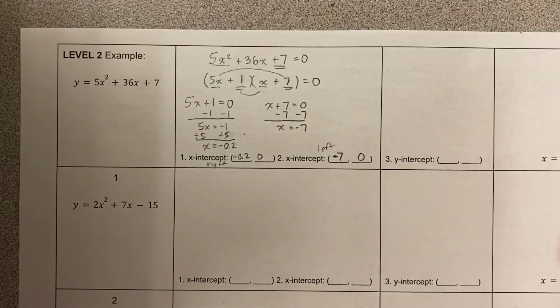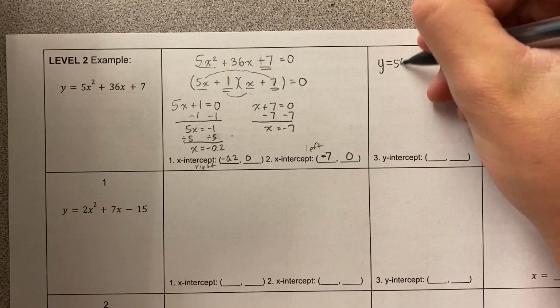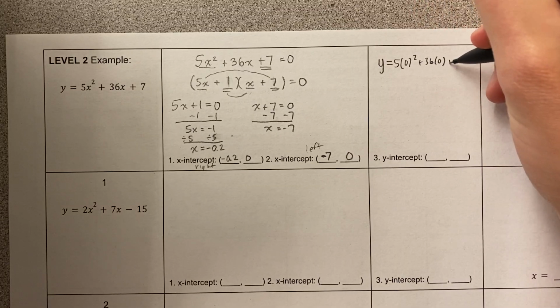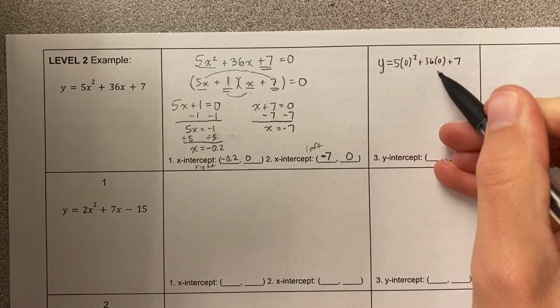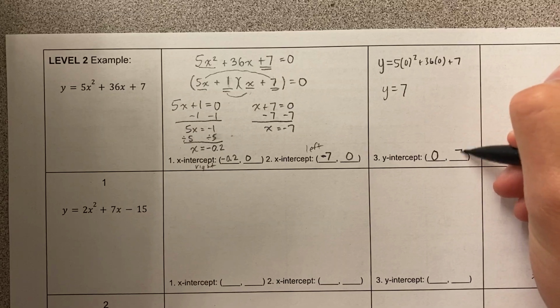All right. Okay, the y-intercept, I'm going to plug in 0 for x. So that looks like this. And we can maybe predict what's going to happen here, right? This term's going to be 0, this term's going to be 0, and I'm going to be left with just that 7, so my y-intercept is x is 0, y is 7.